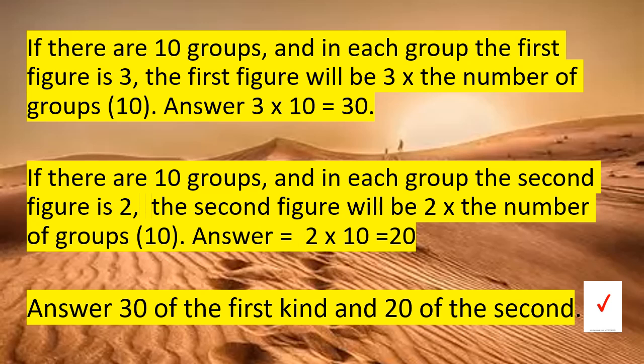If there are 10 groups and in each group the second figure is 2, the second figure will be 2 times the number of groups, which is 10. 2 times 10 equals 20. So the answer for the first kind will be 30 and the second kind will be 20.